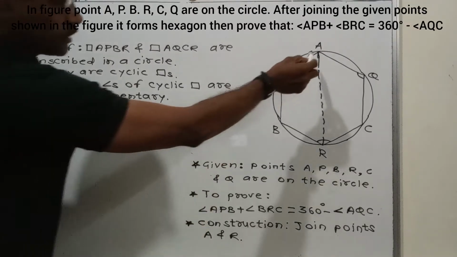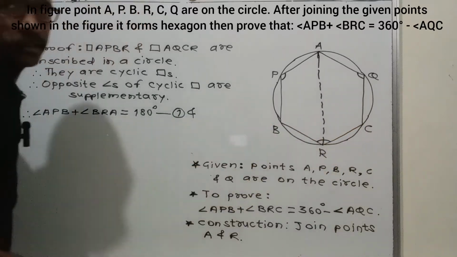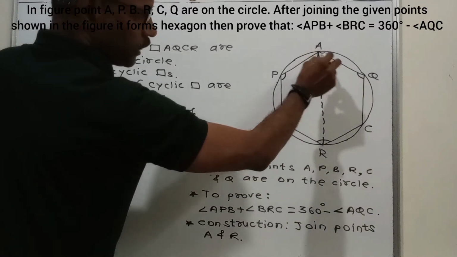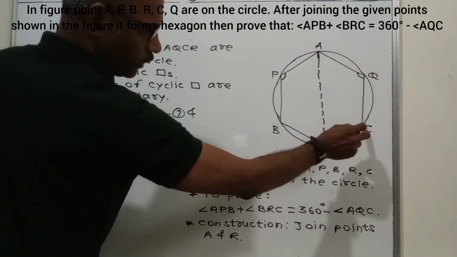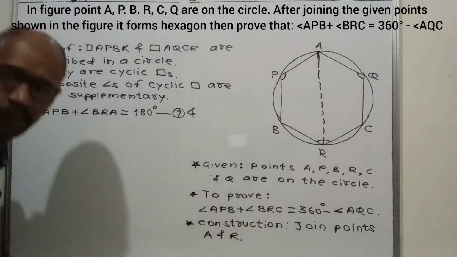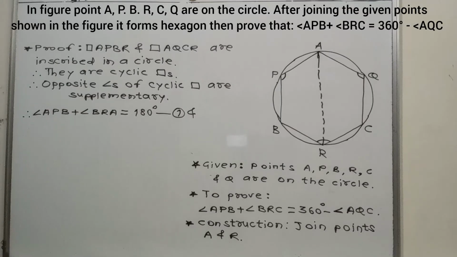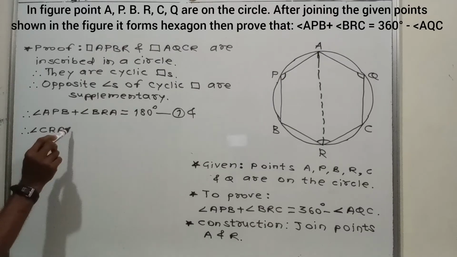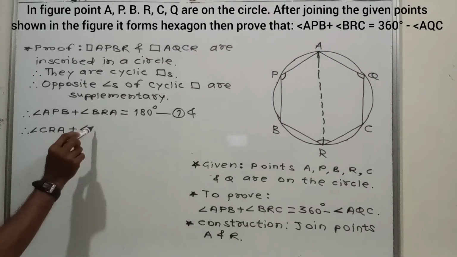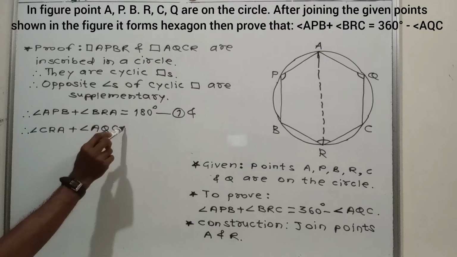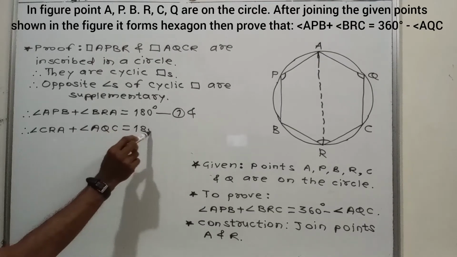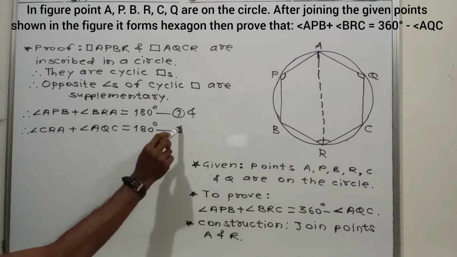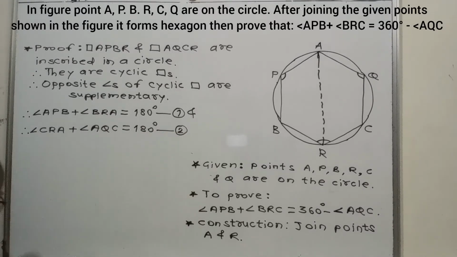same way in this cyclic quadrilateral AQCR, opposite angles means angle AQC and angle CRA. These are also opposite angles and therefore these are also supplementary. Therefore we write here angle CRA plus angle AQC is equal to 180 degree. This is equation number 2. Did you get it?